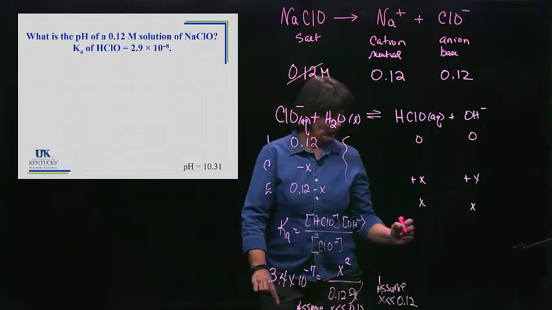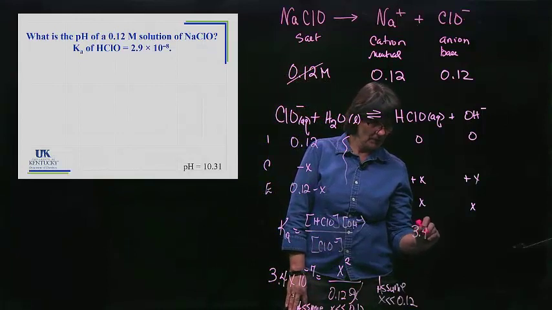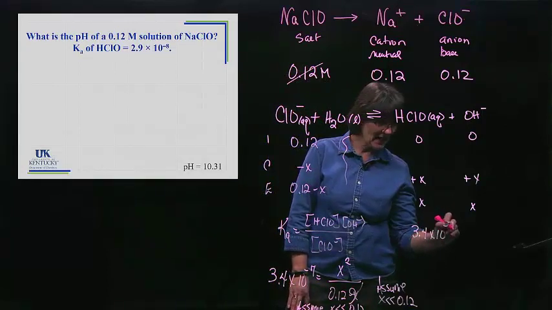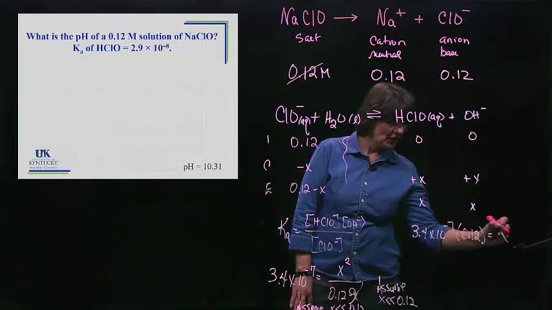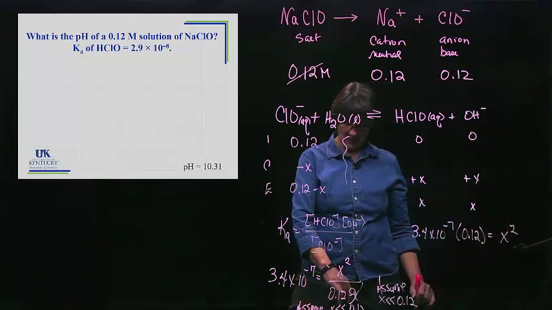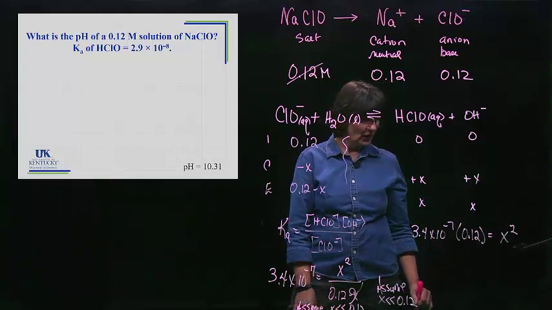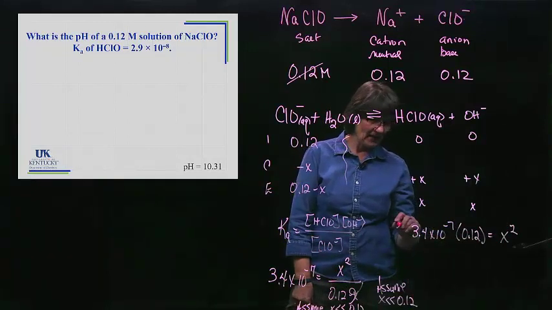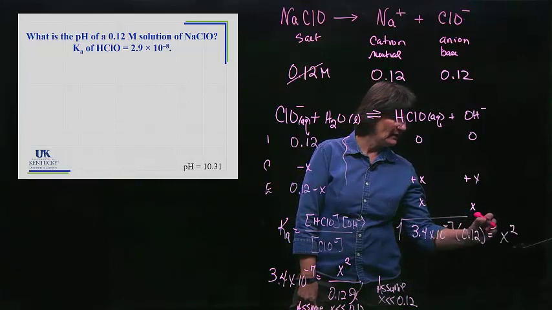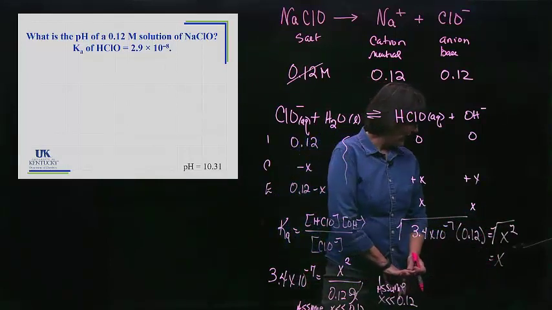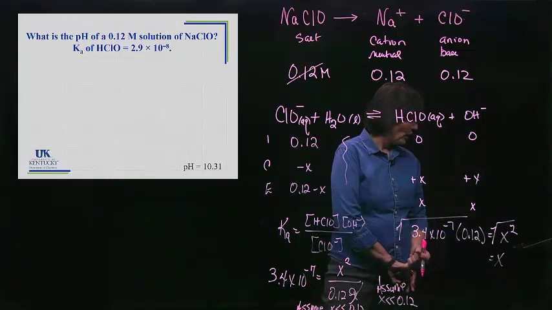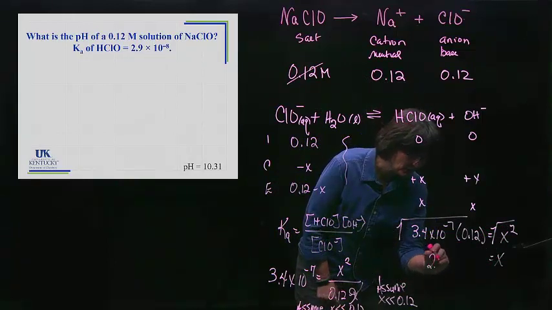So to solve, I will take 3.4 times 10 to the minus 7 times the 0.12, and that is going to equal x squared. I just multiplied this to the other side, and then when I take the square root of both sides, I will have x. And the value of x is 2.0 times 10 to the minus 4.